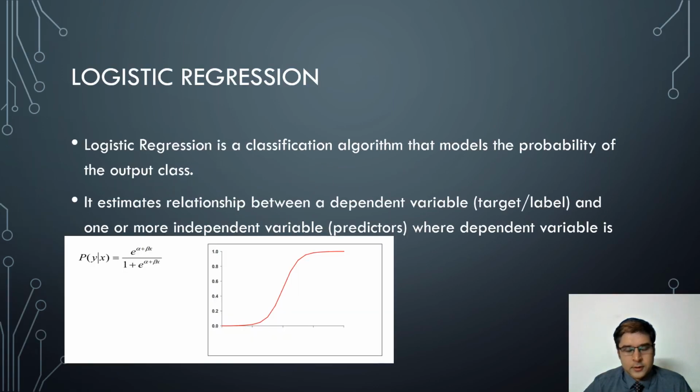What is logistic regression? Logistic regression is a classification algorithm that models the probability of the output class. So given a set of independent variables, we determine the probability of its happening or not by logistic regression. Basically it is a classification algorithm and it can be used in binary or multinomial classification. It estimates the relationship between a dependent variable, which is a target or label, and one or more independent variables, where the dependent variable is categorical. So the dependent variable has its own categories, and we have to determine which category the output falls in for a particular set of input.